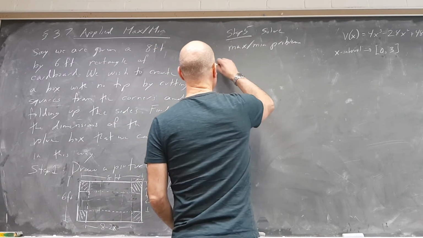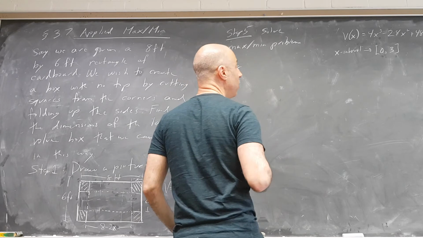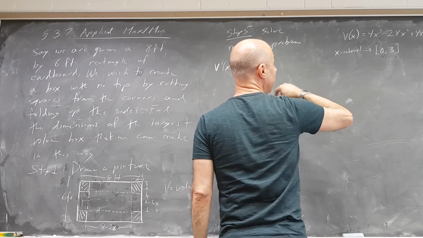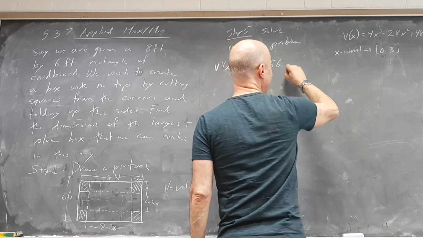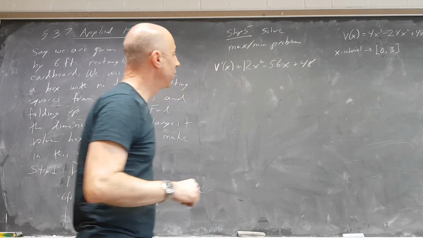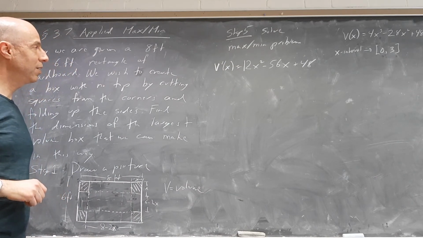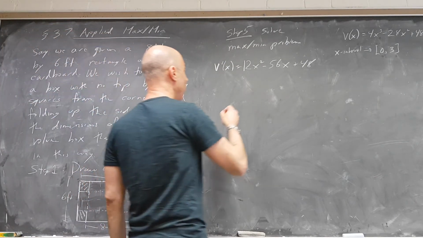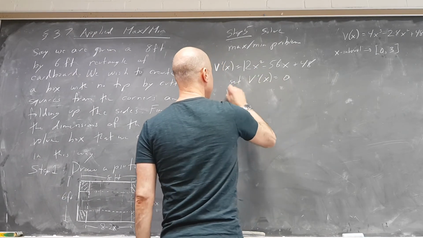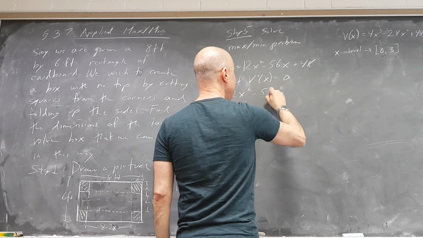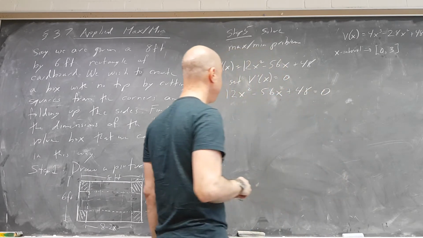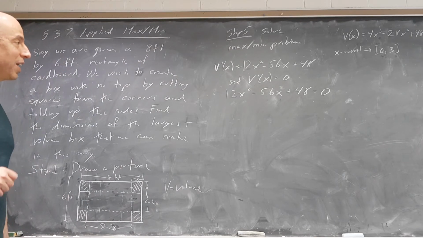So let's go ahead and take the derivative. V prime of x equals 12x squared minus 28 times 2, I guess, is 56x plus 48, assuming I haven't made any mistakes. And we'll set V prime equal to 0. So we are on familiar territory now. So we have 12x squared minus 56x plus 48 equals 0. Those numbers are huge. I think I'm just going to divide everything.